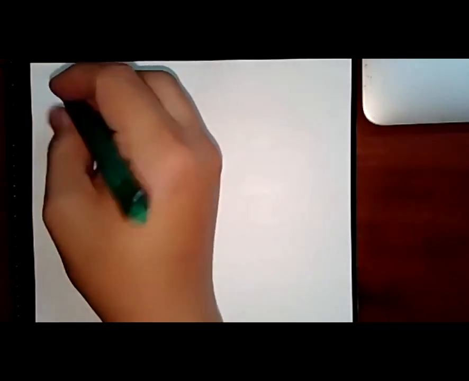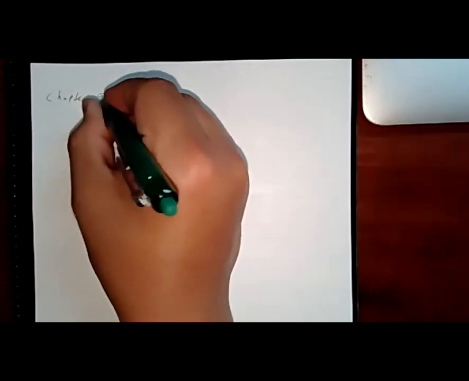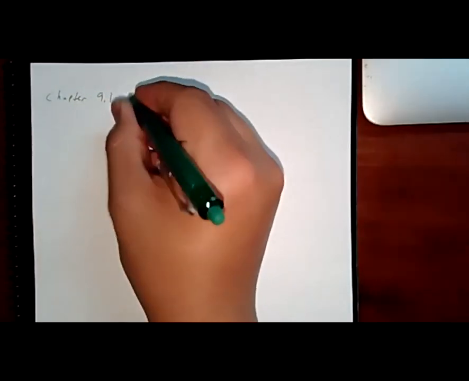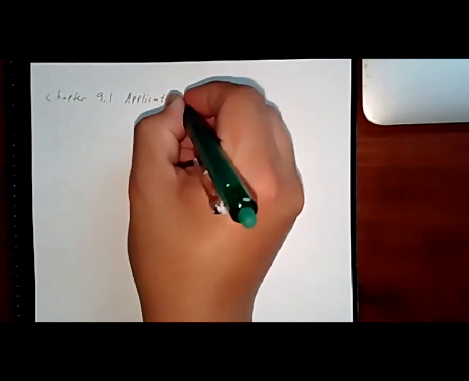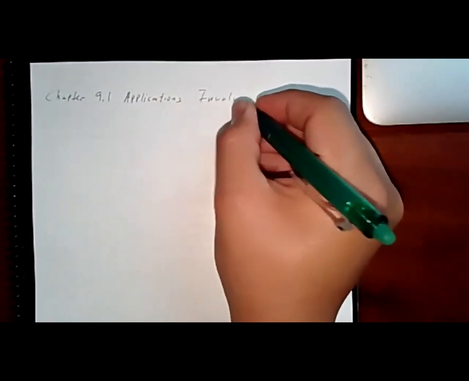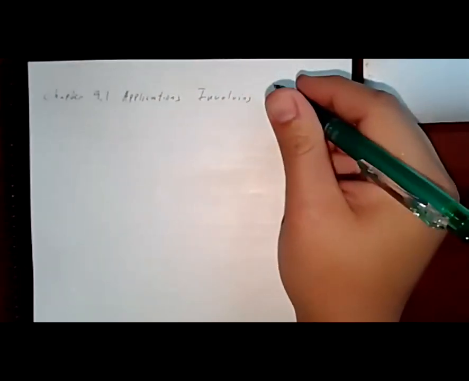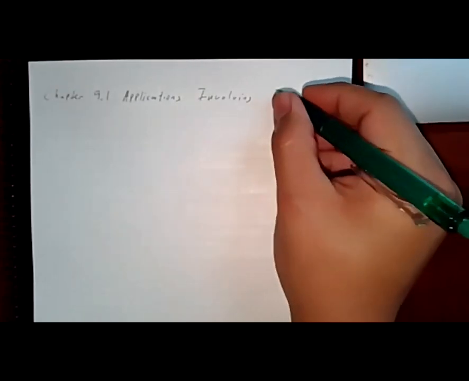All right, so chapter 9.1 is almost like a review, I think. It's stuff that we've already kind of talked about, so it shouldn't be too bad. So applications involving, I mean mainly word problems, but they're just for right angles. So applications involving right triangles.